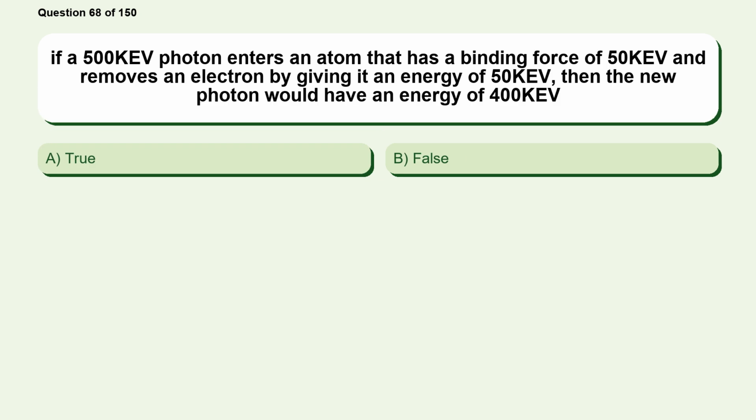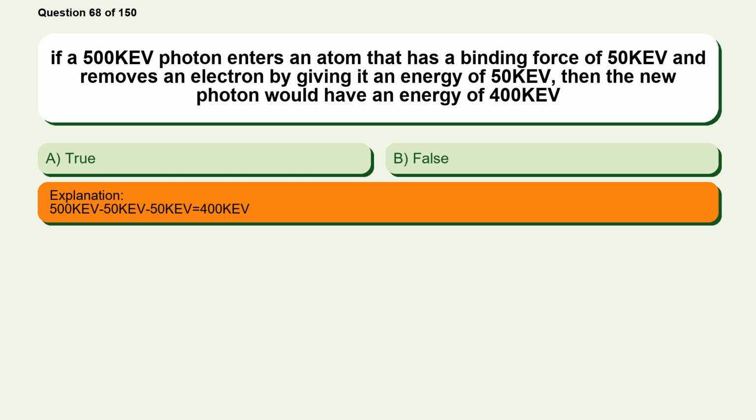Question 68. If a 500 keV photon enters an atom that has a binding force of 50 keV and removes an electron by giving it an energy of 50 keV, then the new photon would have an energy of 400 keV. Option A. True. Option B. False. The correct answer is option B, false. 500 keV minus 50 keV minus 50 keV equals 400 keV.